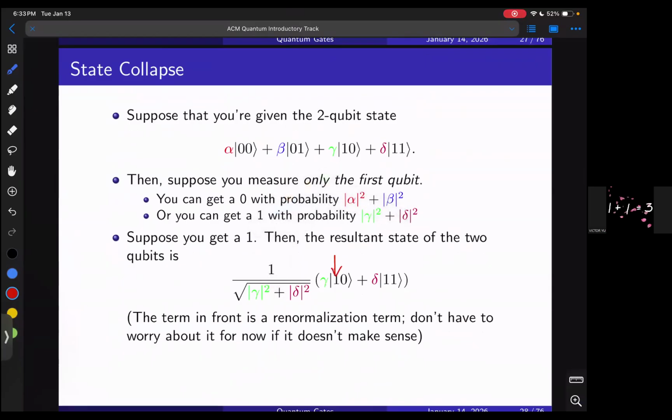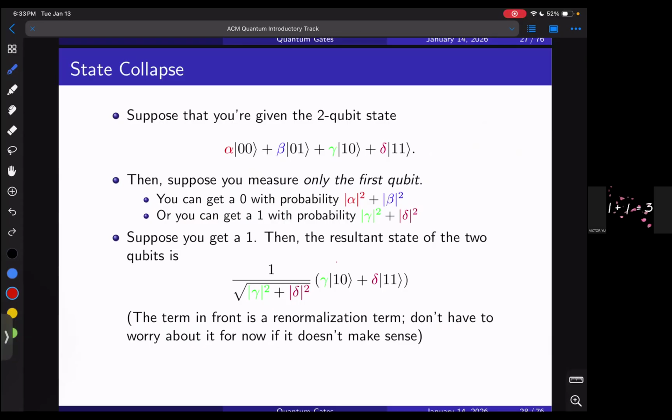Because we measured a 1 on the first qubit, we know with 100% certainty that the first qubit is in the 1 state, but we don't know anything about the second qubit because we haven't measured it yet. So we're actually still in a superposition, but kind of less of a superposition than last time, because we only have two terms now.